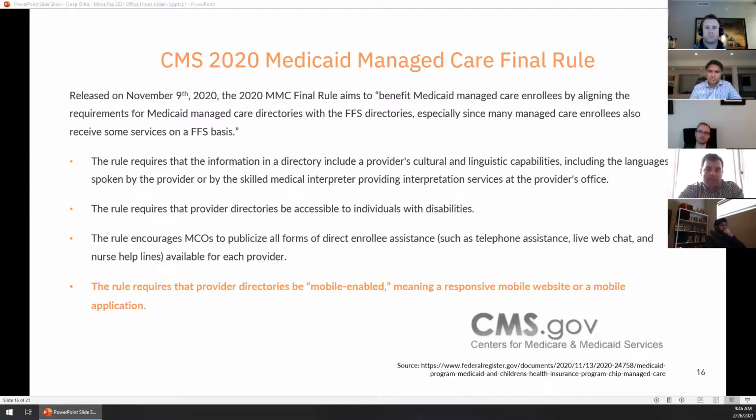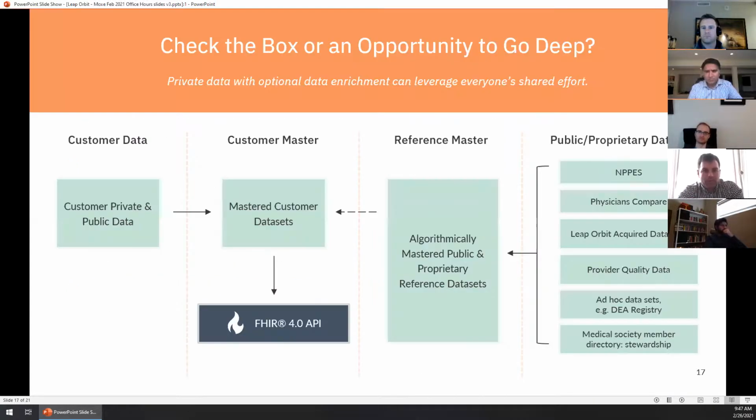So I'll stop talking in a sec. On the next slide, Mrinal, maybe you can just say a couple words about how we're thinking about this and the options that we see plans thinking about between the skinny FHIR compliance solution and maybe something that's more strategic and could serve the plan better in the long run.